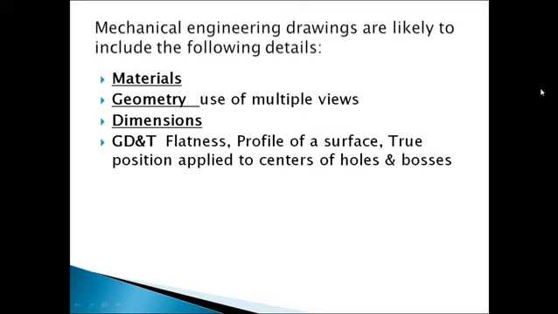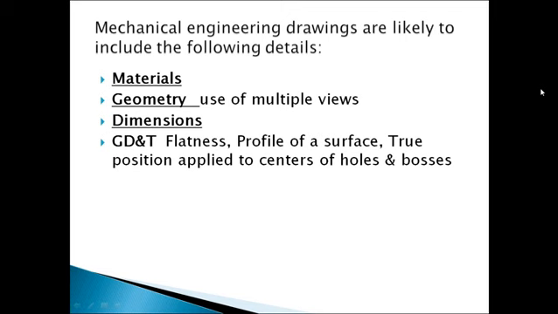The geometry: use of multiple views, because only one view will not be able to tell the other person what component you want to make. So it must have front view, top view, side view, and a sectional view may also be required. These are the types of views we require to consider while manufacturing geometry. The dimension is a very important thing. Without dimensions, the other person will not understand what kind of component he wants to manufacture. So proper, neat and labelled dimensions are very important.